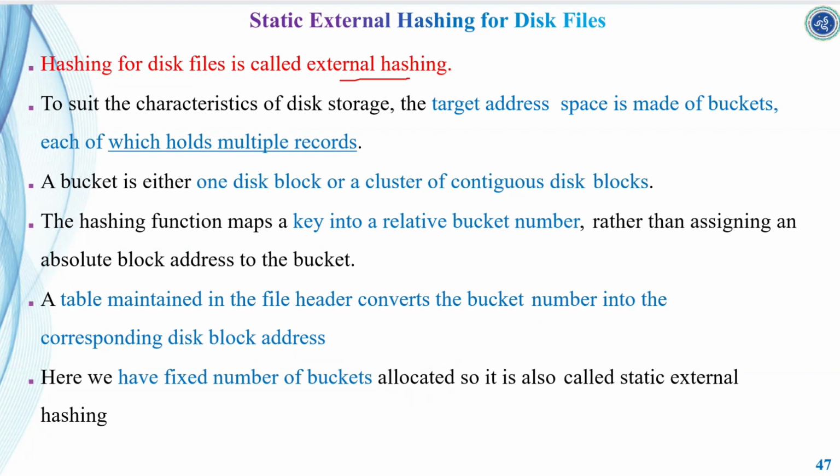So what is a bucket? A bucket is either one disk block or a cluster of contiguous disk blocks. And what is a hash function? The hash function maps the key value to a particular bucket number rather than assigning it to a particular block address. A table is maintained in a particular file in order to convert the bucket number into the corresponding disk block address.